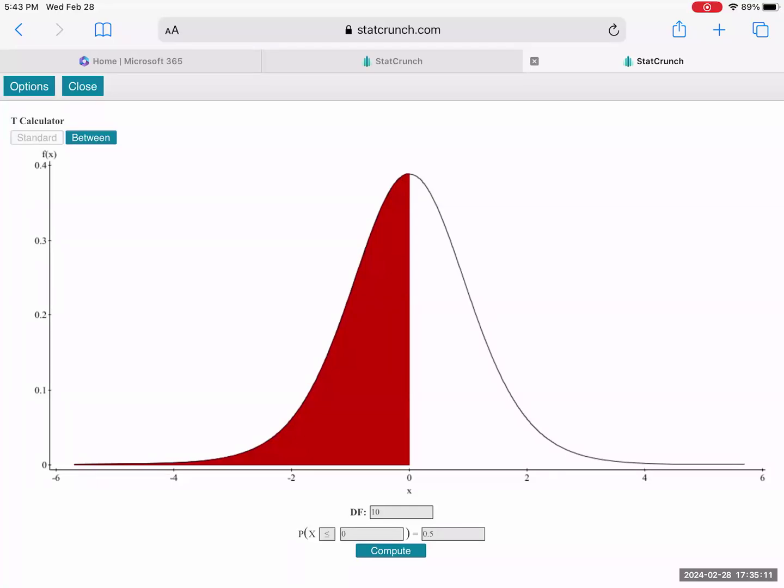Sample size was 23, right? So degrees of freedom is 22.